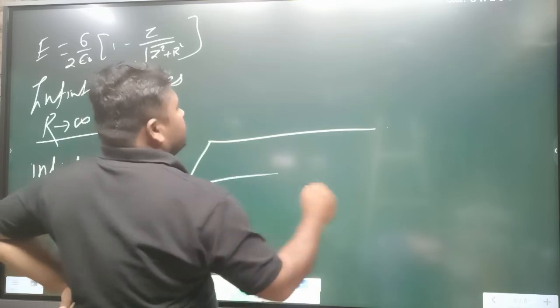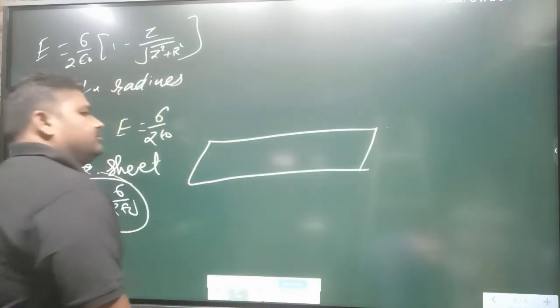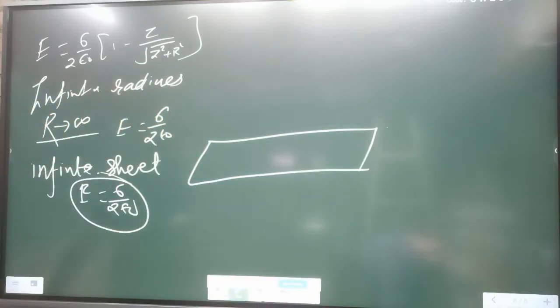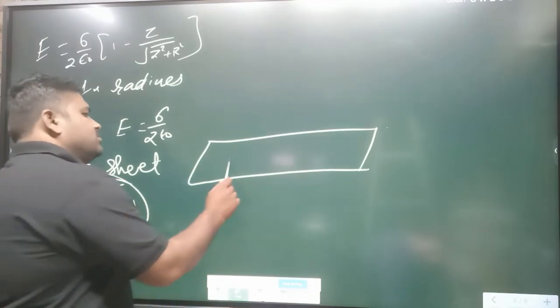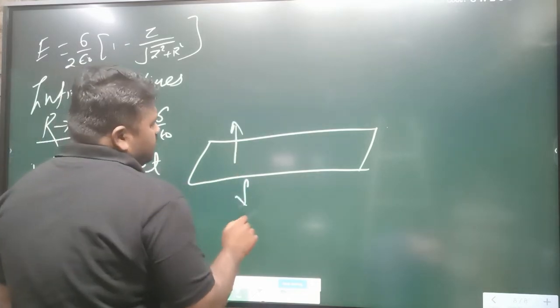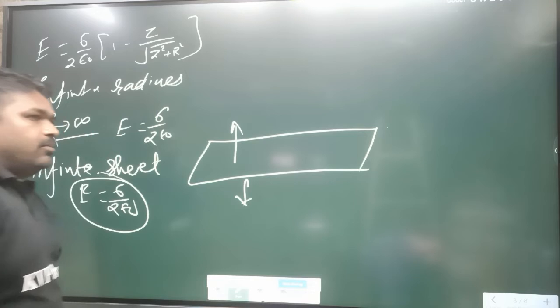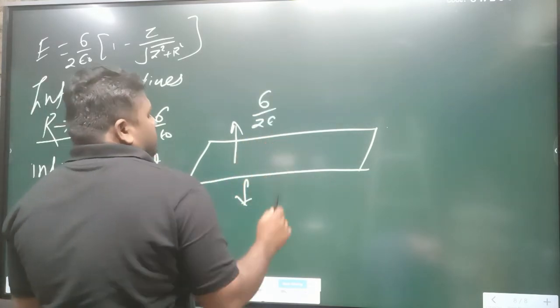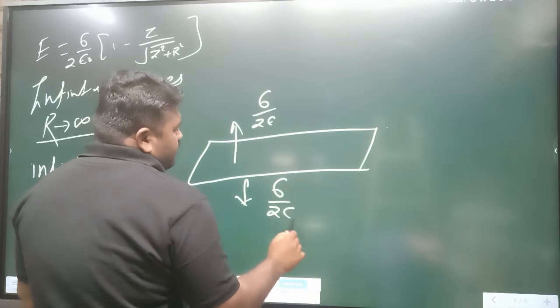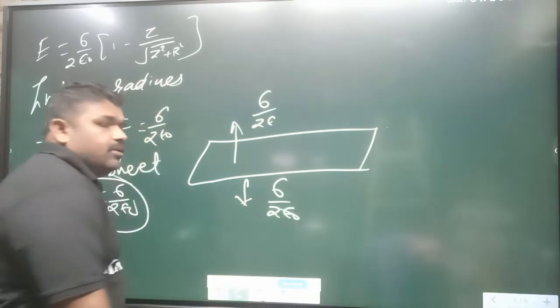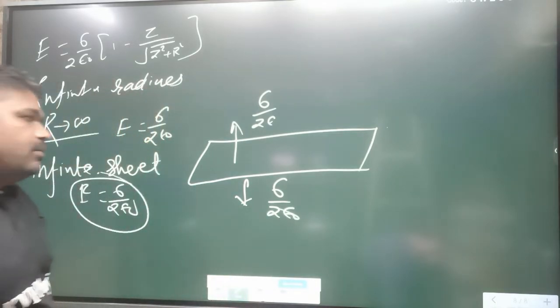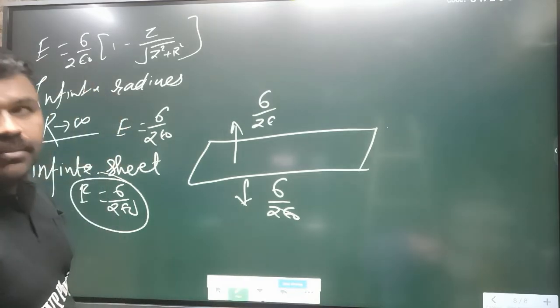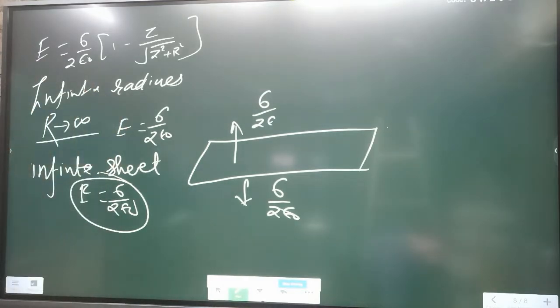Here, how many surfaces are we getting? Two surfaces: one is this surface, another is this one. For the upper surface, sigma by 2 epsilon naught. For the lower surface, sigma by 2 epsilon naught. And what is the net total? Sigma by epsilon naught. This one does not cancel.